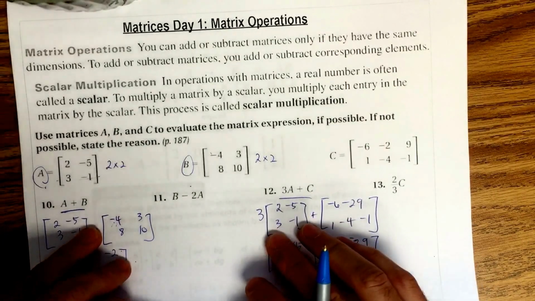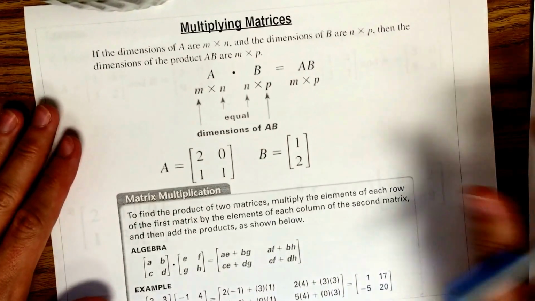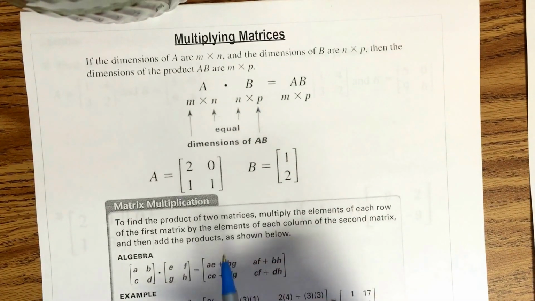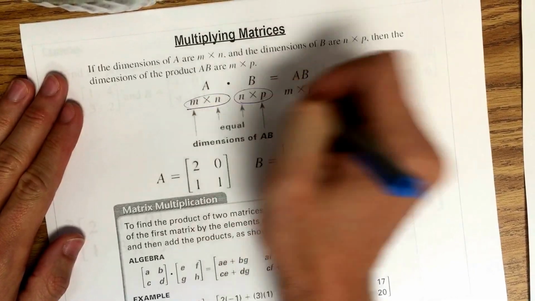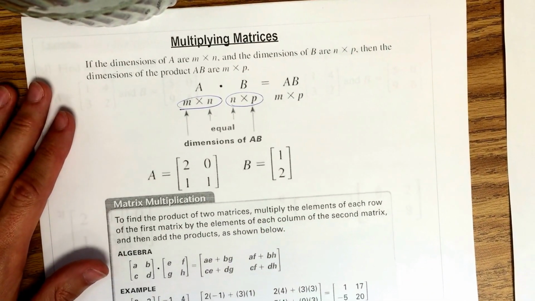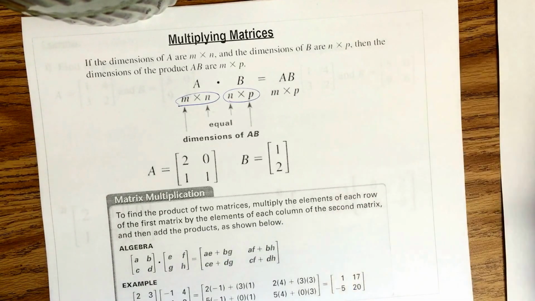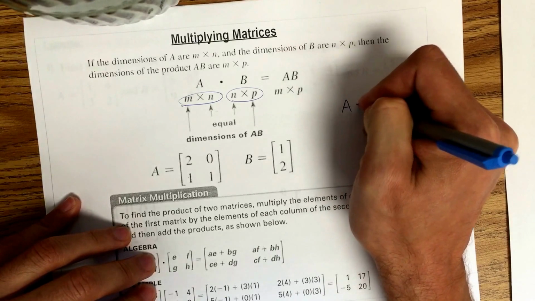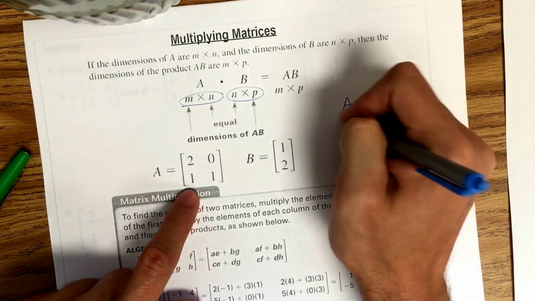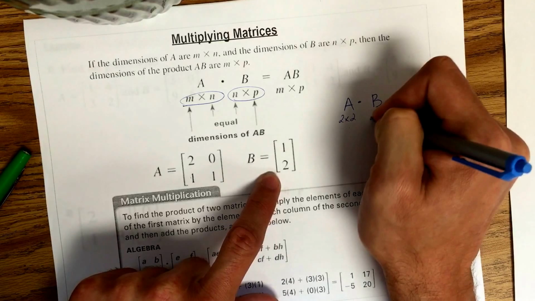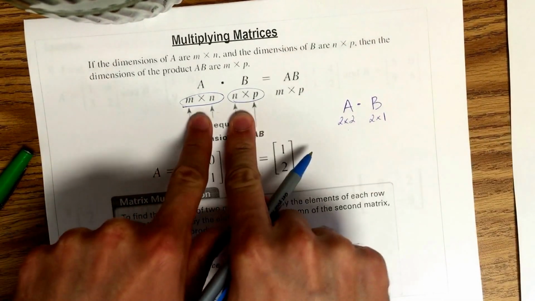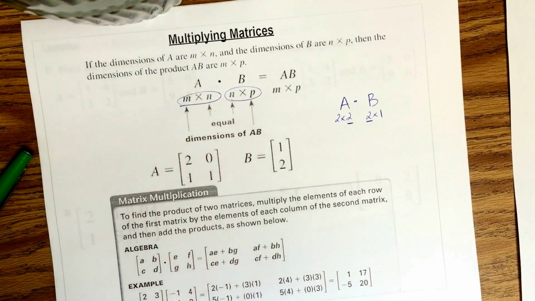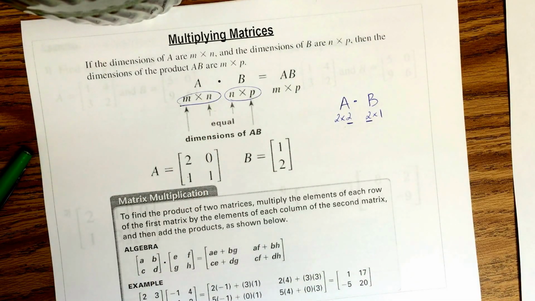Now multiplication is not as straightforward. When we multiply matrices, the first thing you're going to have to do is identify what your dimensions are. And here's why that's important. After you've identified what your dimensions are, that's going to tell you whether or not you can actually multiply the matrices together. So for example, if I use matrix A and matrix B here, matrix A is a 2 by 2 matrix, and matrix B is a 2 by 1 matrix. This explanation here is saying these inside numbers have to match. If those 2 numbers are not the same, you can't multiply the matrices together.